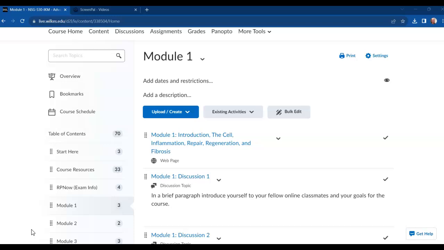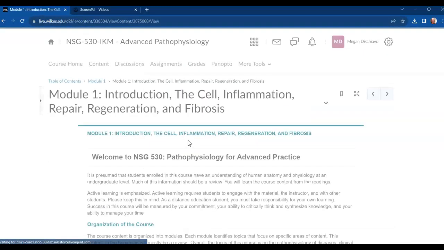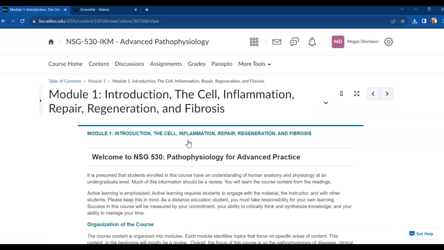So if we go into, obviously, Module 1, we're going to be looking at the cell, inflammation, repair of tissues, regeneration, and fibrosis. Remember, cells are like little people. Okay, they have to eat, they have to breathe, they have to metabolize, they have to excrete. So the better you understand a cell, the better you can understand pathophysiology, okay? And how tissues will and won't regenerate. You have to keep in mind too, is a tissue able to regenerate or not?